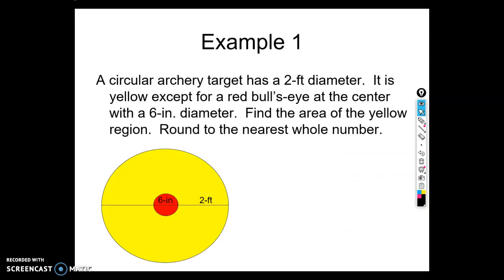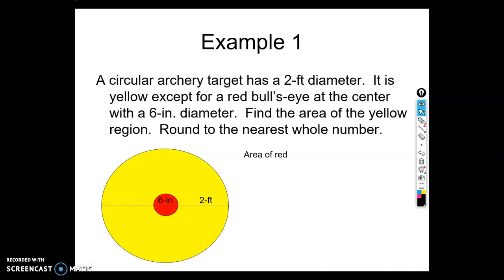Here you have a bullseye. Find the area of the yellow region is the question here. It has a 2-foot diameter. Yellow, except for a red bullseye at the center, it's 6 inches across. So first off, notice these units are different, and they're giving you diameters. So we have to find the radii, and we have to make sure that all the units are the same. So 2 feet is 24 inches.